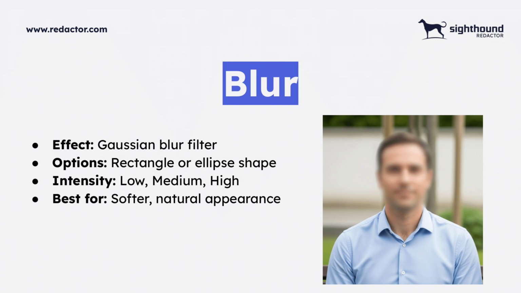Blur uses a Gaussian filter to soften and obscure details. It creates a natural blended look that's less distracting. Blur takes longer to process than Mosaic or Pixelate, but many users prefer it for its professional finish.